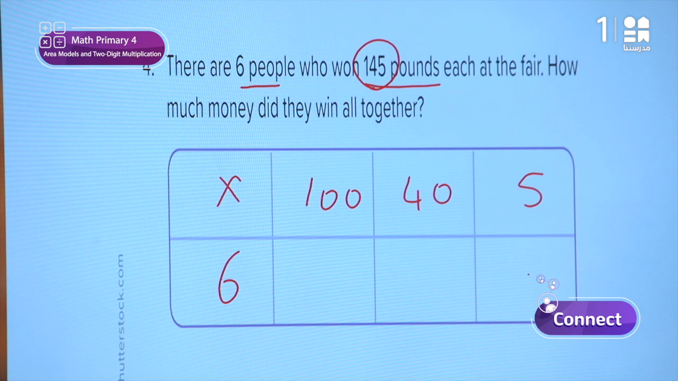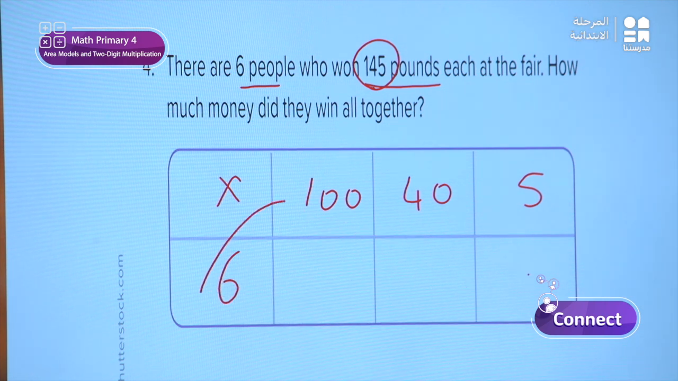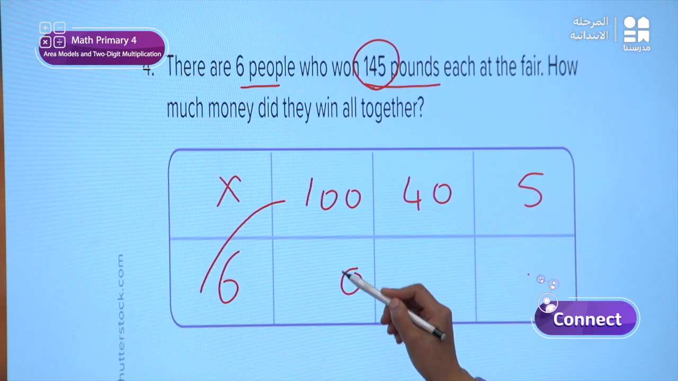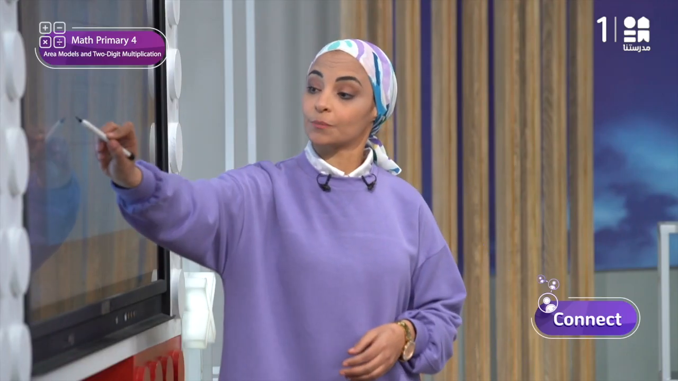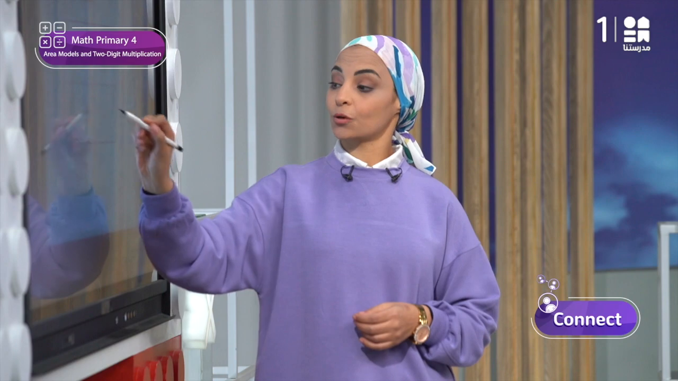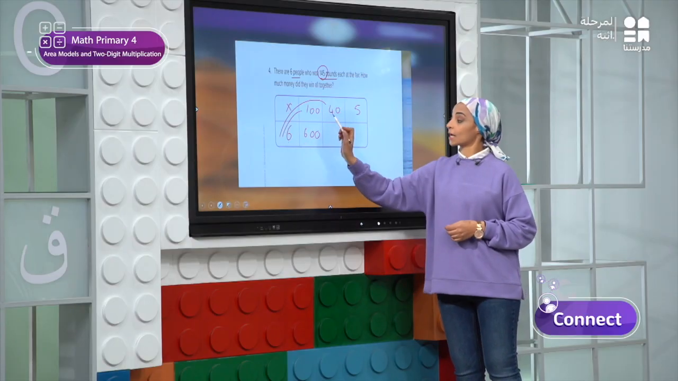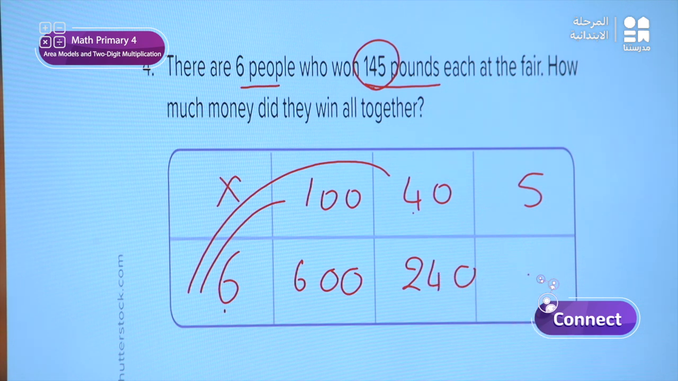What is the first thing I will do? Of course, I will multiply 6 times 100. 6 times 100 equals what? Yes, it's very easy. I will put the 2 zeros here and put the 6 to make 600. Then, what should I do? I will multiply 6 by the second number, 6 times 40. So I'll put the 0 here. 6 times 4 equals what? 24. So the answer is 240.